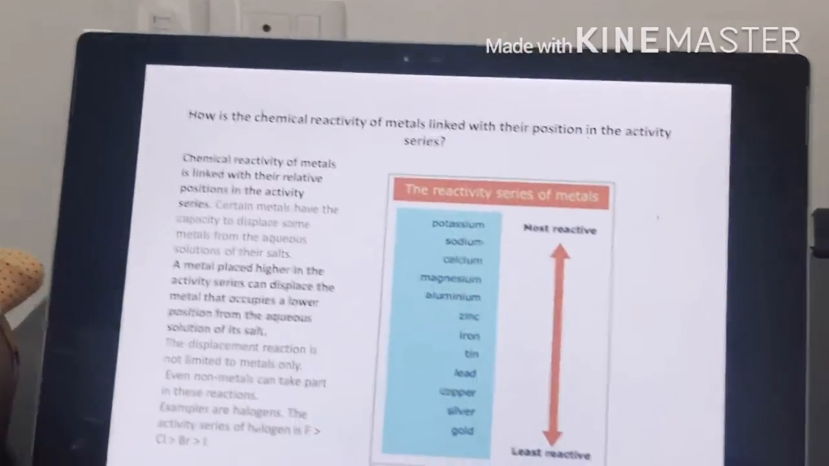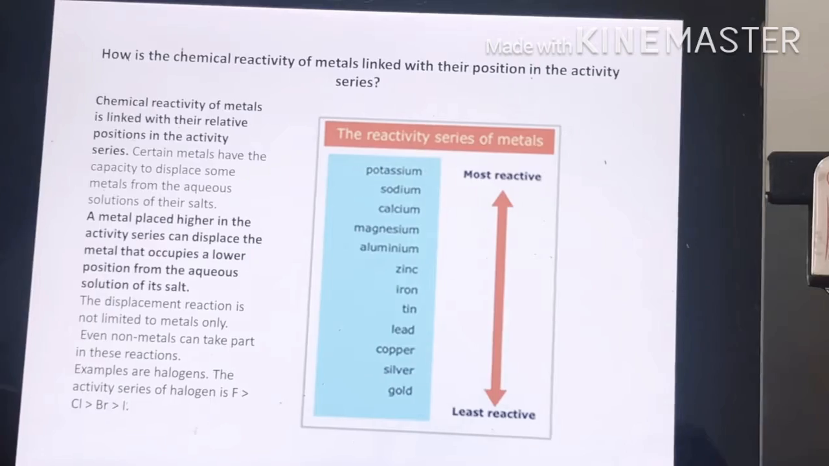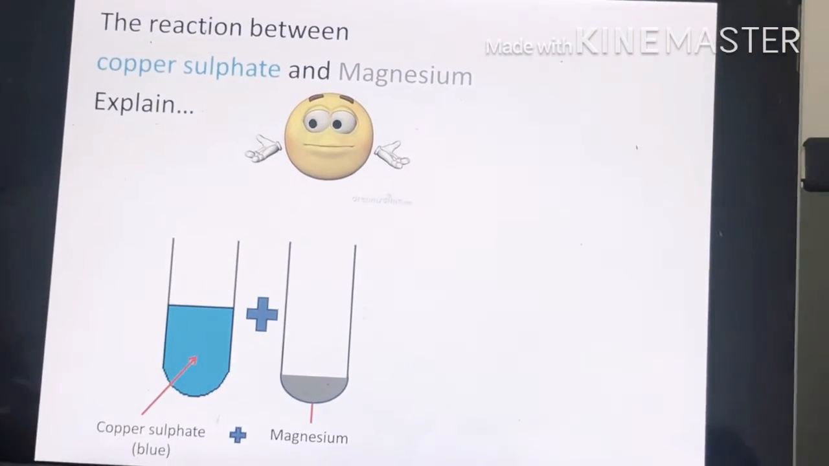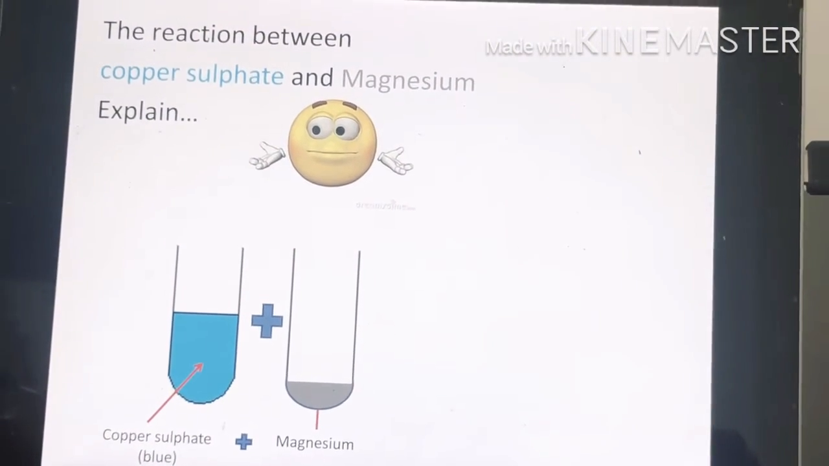But you can think there are also non-metal displacement reactions, if we look at the halogens. There the activity series is different. That also we are going to look at afterwards. So now we are going to apply this series to a few more examples.